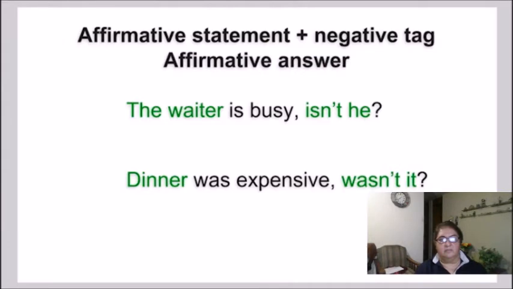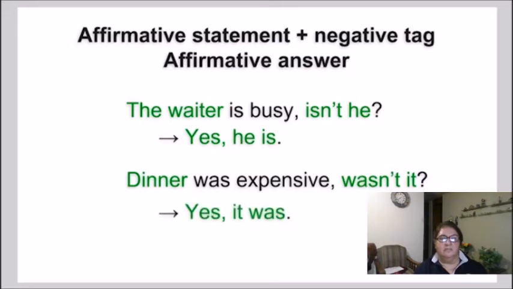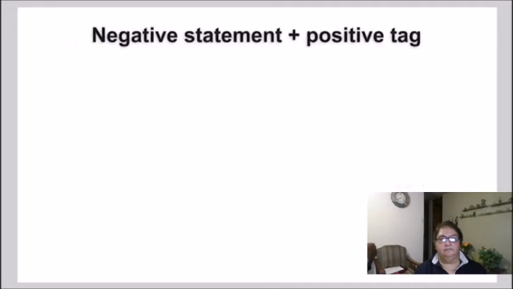For example, the waiter is busy, isn't he? Yes, he is. Dinner was expensive, wasn't it? Yes, it was. To make tag questions about negative statements, we use a positive verb in the tag.